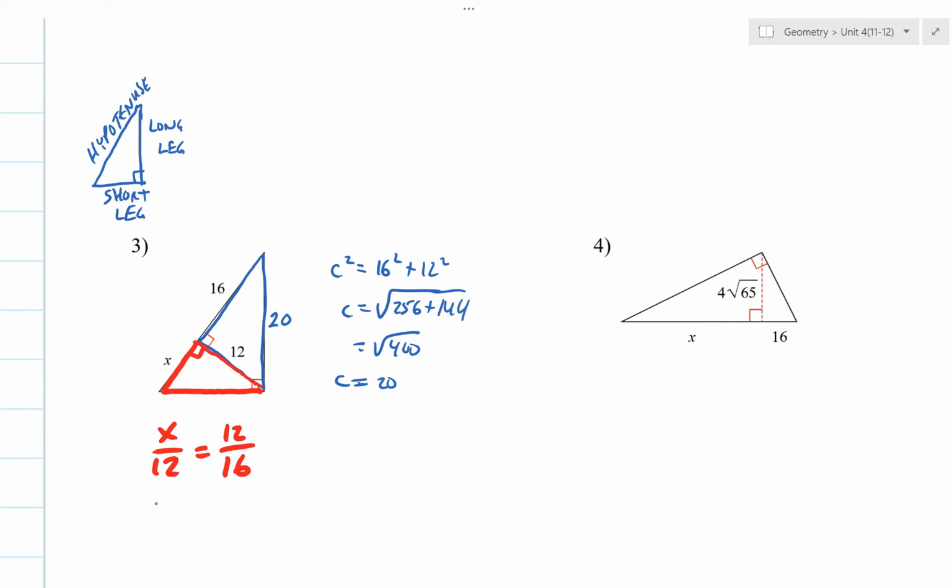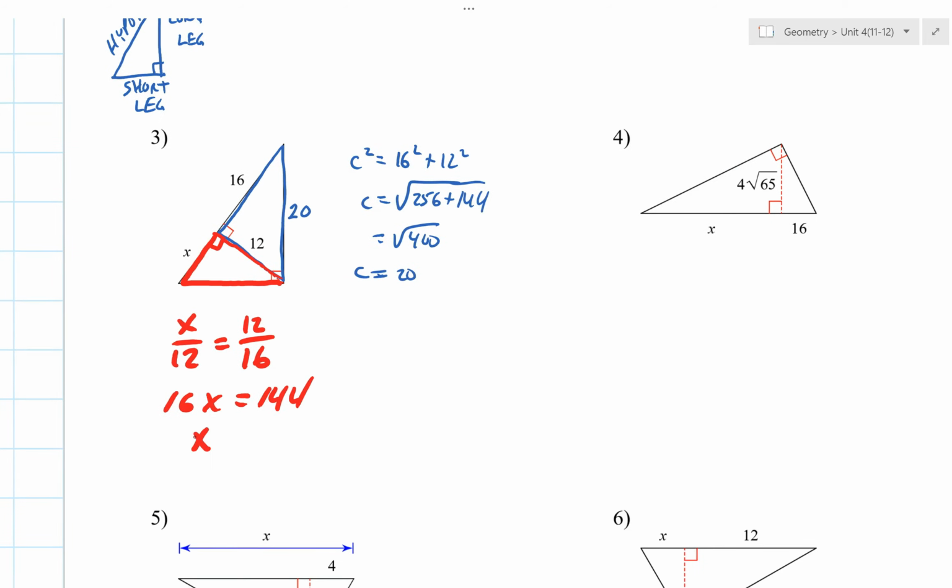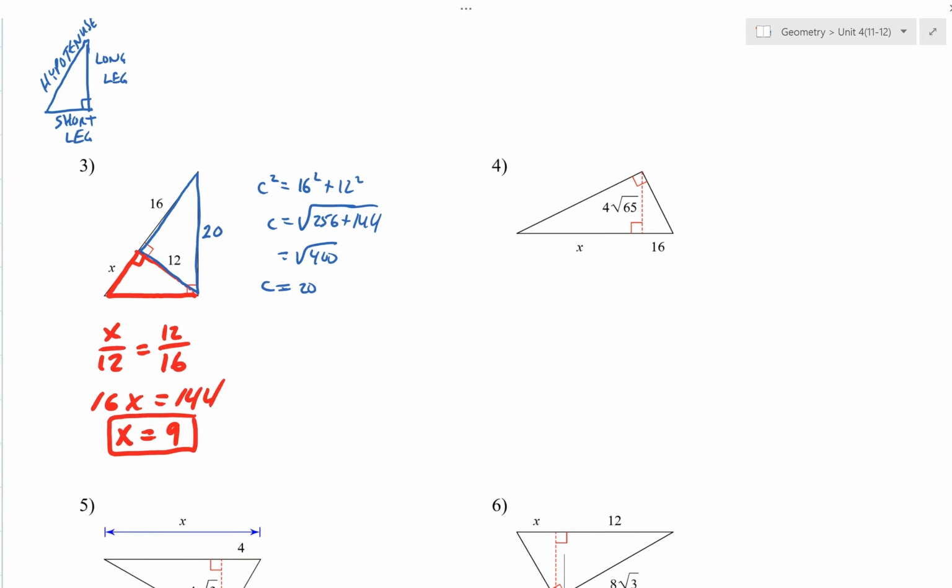So now I'm able to solve for x by cross multiplying. I'll get 16x equals 12 times 12, which is 144, and then 144 divided by 16 is 9. So x equals 9. Now let's try an example.